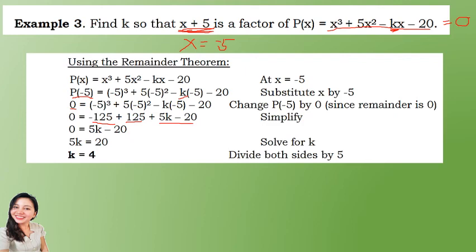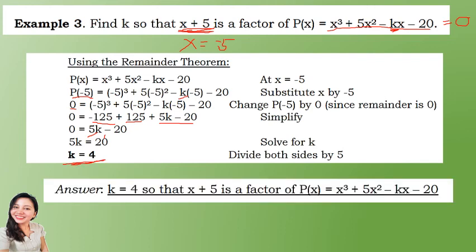So 5k minus 20 equals 0. Divide both sides by 5. 5k divided by 5 is k, and 20 divided by 5 is 4. So k must be equal to 4 so that x plus 5 is a factor of p of x. So that is the answer. Understood?